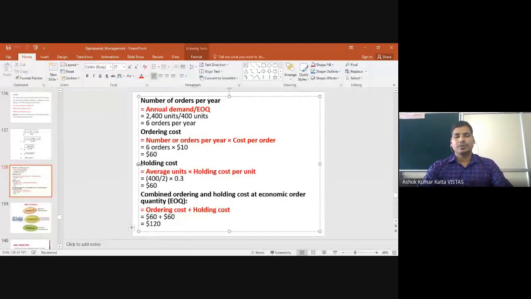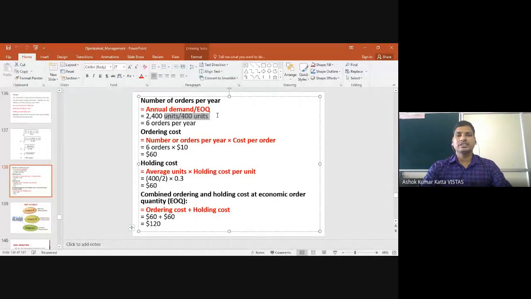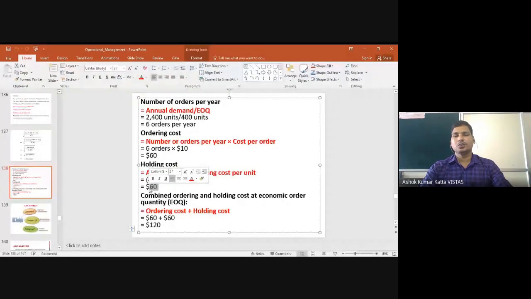Okay, next we are calculating the holding cost. The holding cost formula is average units multiplied by holding cost per unit. Average units: we found that total units are 400. So 400 by 2, ultimately it will come to 200 as average units. So 200 multiplied by 0.3 means it will come to $60. So ordering cost is 60, holding cost is also 60.